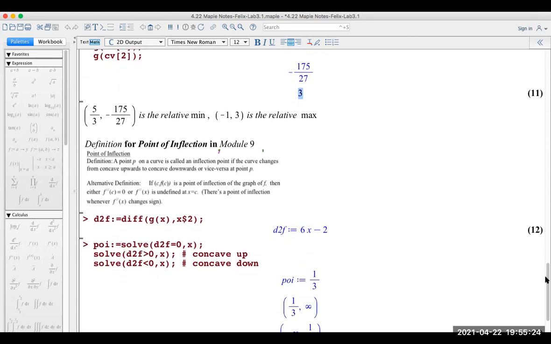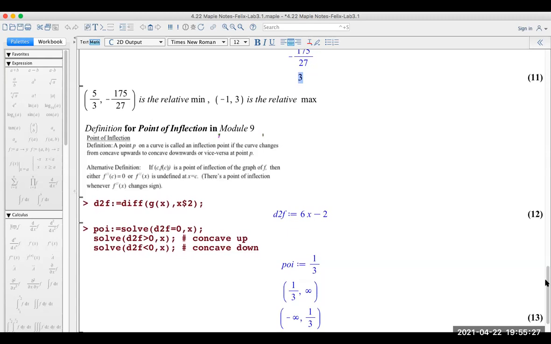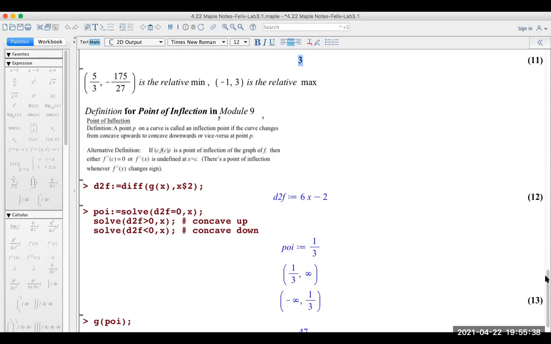And about the point of inflection, I found this definition from your module 9 materials, so you can go back and double check. To find the point of inflection, we can use the second derivative, make the second derivative equal to 0, and there we get the x value of the point of inflection. No, sorry, that's the x value for that point. Okay.